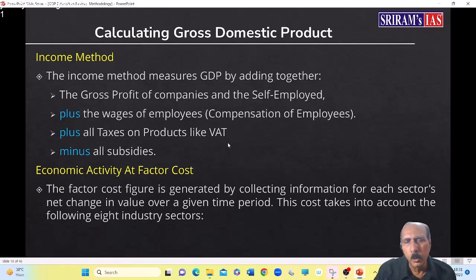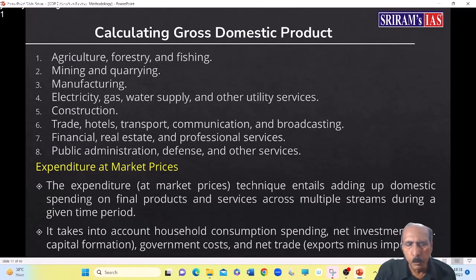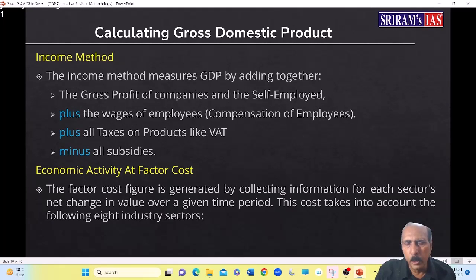And the best way of doing that is, at the given prices, we measure the change in the value of output during the particular period of time. Since the prices have not changed, we measure it at constant prices, and that will give you the total factor cost involved and total rewards paid to the factors. Therefore, the income method is nothing but adding the factor rewards together and adjusting with the taxes and subsidies, and you get the GDP at factor cost. This is a very, very important method.